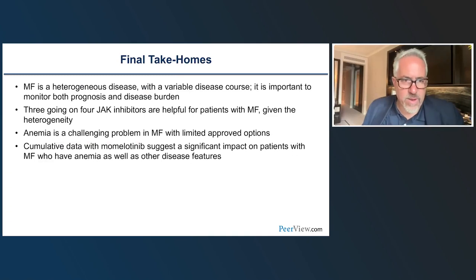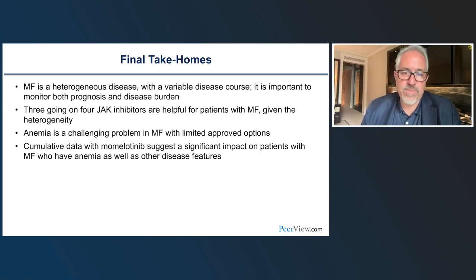Wonderful. Well, some take homes before we have some questions, and some have come in the chat in the few moments that we have. First, MF is a heterogeneous disease. Clearly, you have to be thinking about disease risk, individual factors, as well as our options. We have 3 going on 4 JAK inhibitors. They clearly have benefit. They clearly overlap in terms of areas of efficacy, but they do have some important distinguishing factors in terms of toxicities we manage or expectations of efficacy.